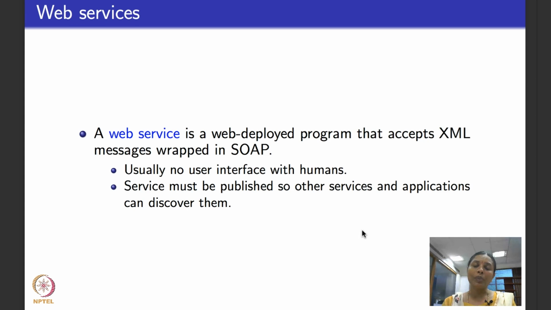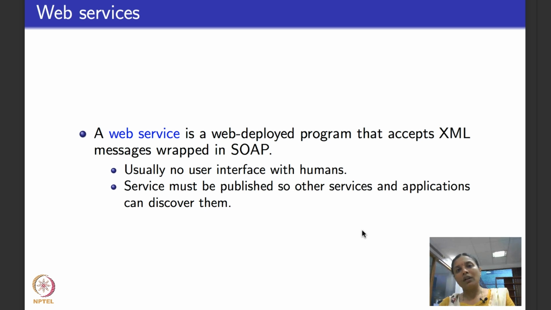There is a slightly special class of web applications called web services. What is a web service? A web service, like a web application, is another program that's deployed on the web. It accepts XML messages that are wrapped in SOAP or RESTful services. Usually it has no interface with humans. It directly talks to programs or clients, and the service must be published so that other services and applications can discover a web service.